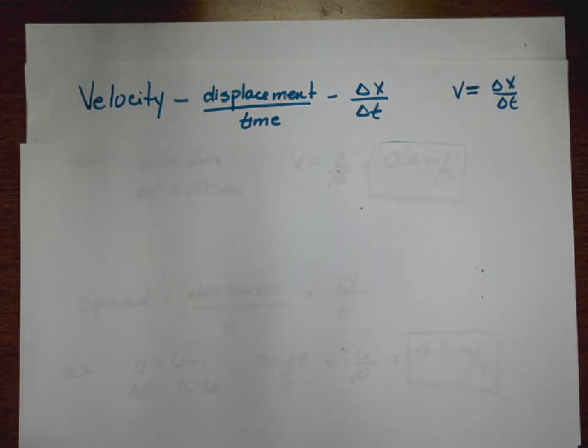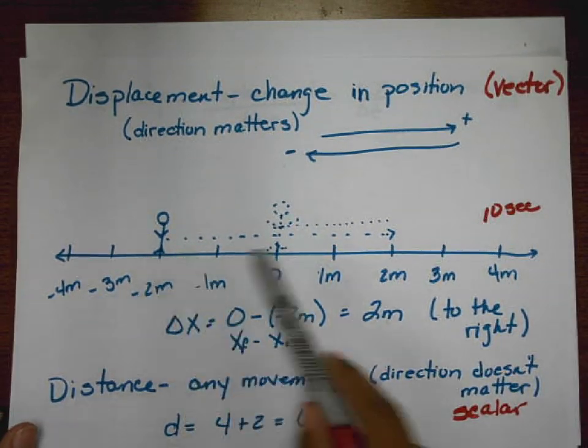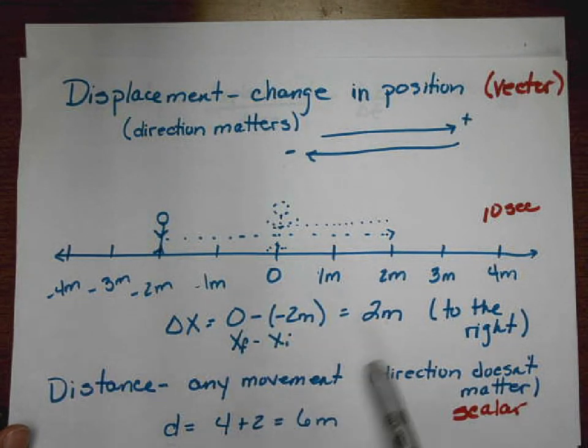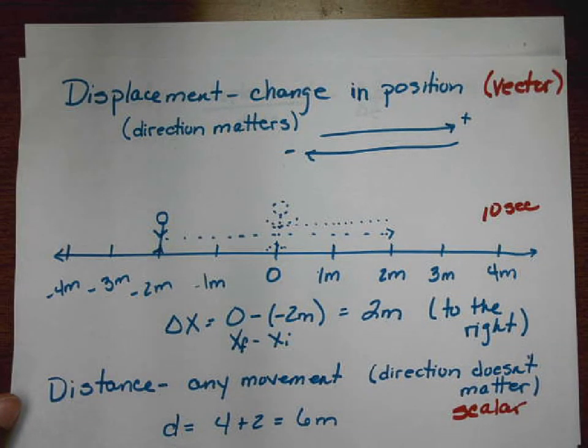So let's go back to this sample that I gave just a second ago. I have this man. If you look up higher on your page, you should have this drawn. So he walks 4 meters and then turns around and walks 2 meters. His change in the position is 2 meters. So what is his velocity?